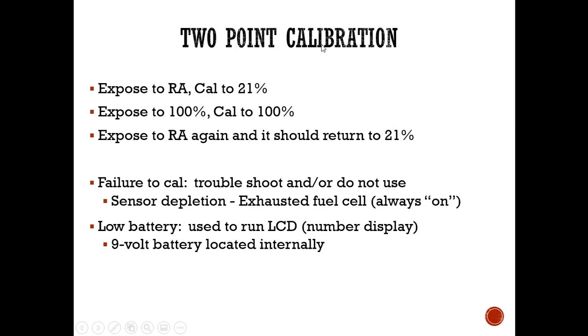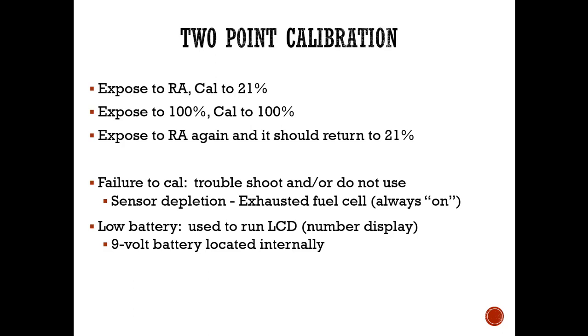A big thing that we're going to be doing in lab is, if you're using an oxygen analyzer, you need to do what's called a 2-point calibration. You expose the analyzer to room air and calibrate it to 21%; you can wiggle the dial till it says 21%. Then you expose it to 100% FiO2 and calibrate it to 100%, okay? After you do that, you expose it back to room air again, and it should on its own return to 21% without you having to tweak anything.